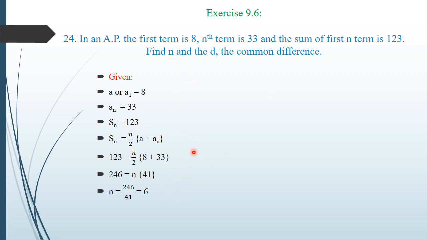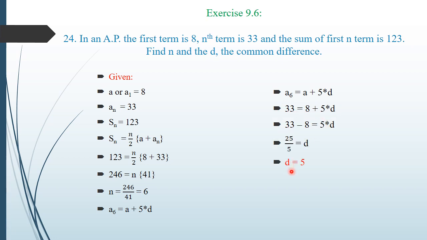Now, using this information, finding the common difference, I'll consider this an as a6 because n is 6 here. Therefore, a6 equal to, I can also represent this as a plus (n minus 1), that is 6 minus 1, 5d. Therefore, a6 equal to a plus 5d. Substituting all the values here, a6 is equal to 33 is equal to 8 plus 5 into d. Now, solving this for d, I get the answer as d is equal to 5. Therefore, n is equal to 6 and d is equal to 5 in this case.